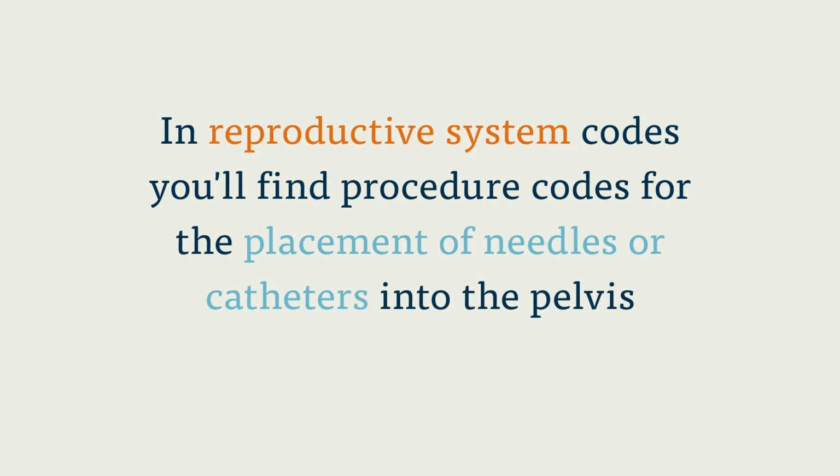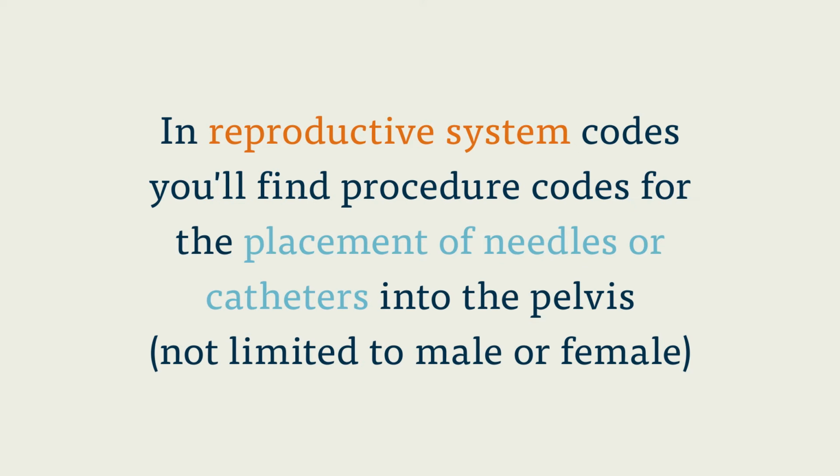In very brief sets of general reproductive system codes, you'll find procedure codes for the placement of needles or catheters into the pelvis. These codes are not limited to male or female patients. Below that, you'll also find codes for intersex or sex change operations.